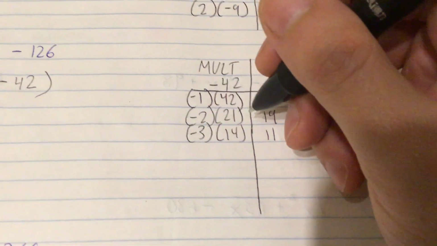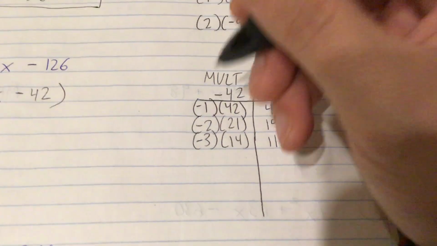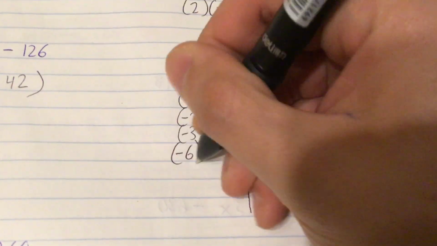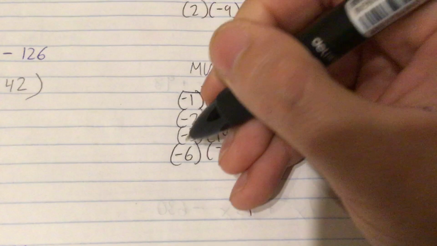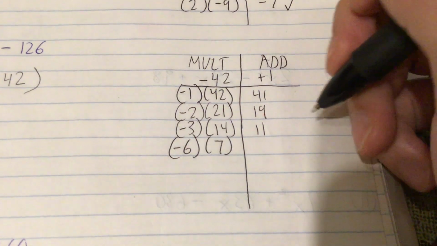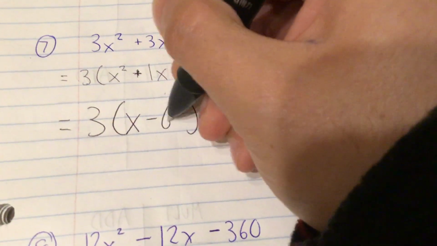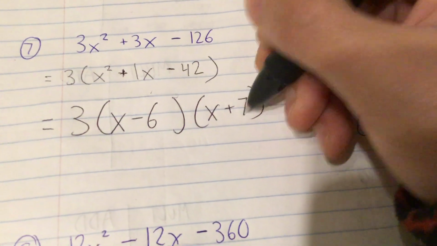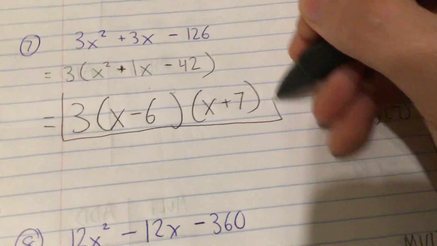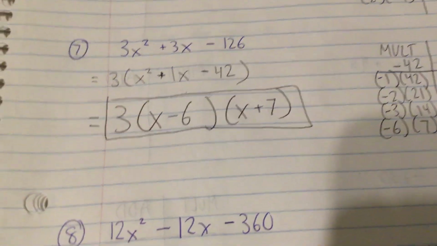Can I divide by 6? Yes. Let's try negative 6 and positive 7. Negative 6 times 7 is negative 42, but negative 6 plus 7 is positive 1. We win. So remember, we factored out the 3. Don't forget about the factored out 3. And now the winning team was negative 6, positive 7. So this has to be 3 times x minus 6, x plus 7 in order for this to be completely factored. Okay.